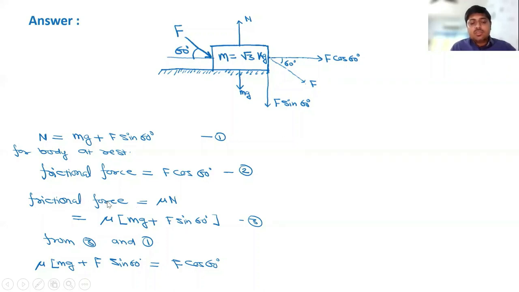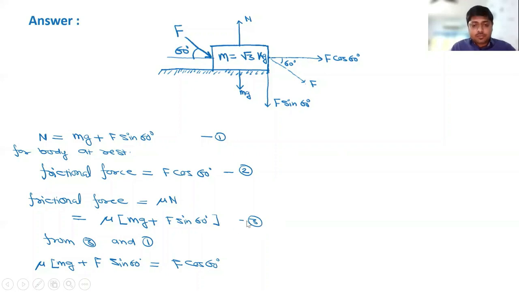Value of frictional force, we can calculate it using this relation, that is coefficient of friction times reaction force. Mu times reaction force, the value we can get from equation 1, that is mg plus F sine 60 degree.